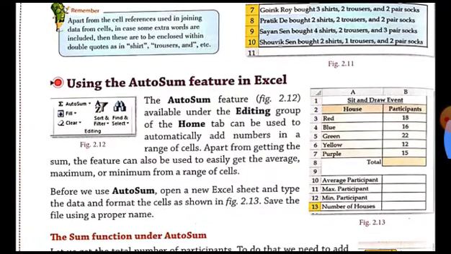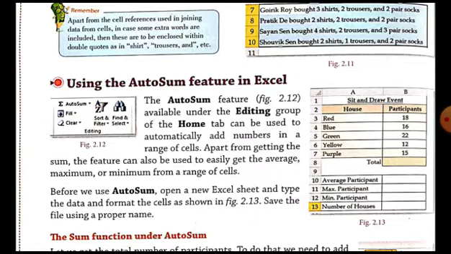The AutoSum feature available in the Editing group of the Home tab can also be used to automatically add numbers in a range of cells. Automatically add means you don't have to write all the cell references and create a formula for adding. You just have to click on the button and it will automatically add all the values in the range of cells.